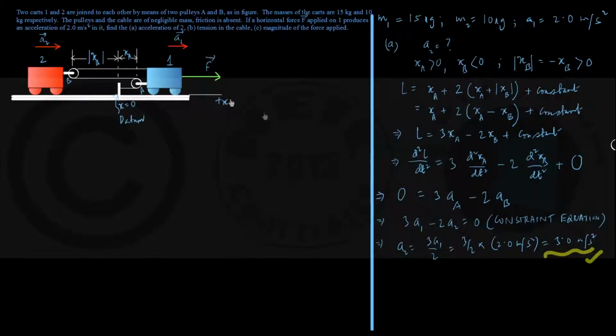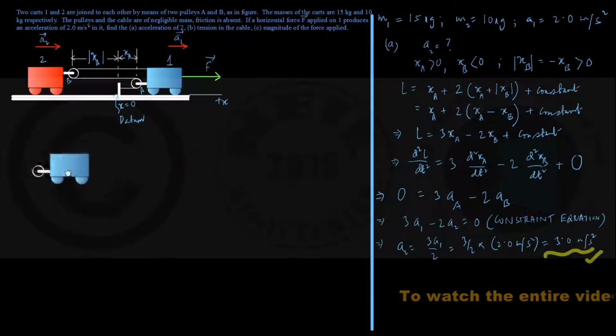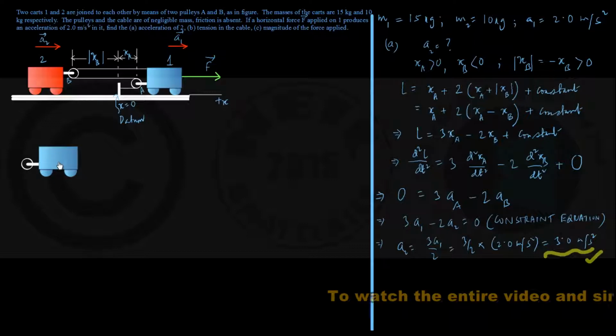So allow me to keep writing on the left side of the screen here, and we'll find out the tension in the cable first, in part B of the question. For that, I draw the free body diagram of this cart 1 in blue color, and as you can see, there is an applied force F horizontally to the right.